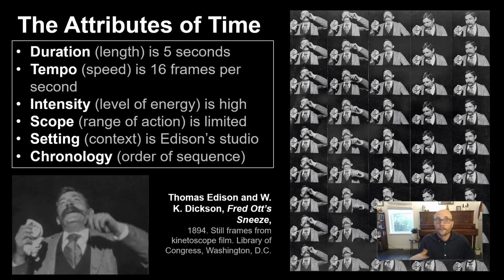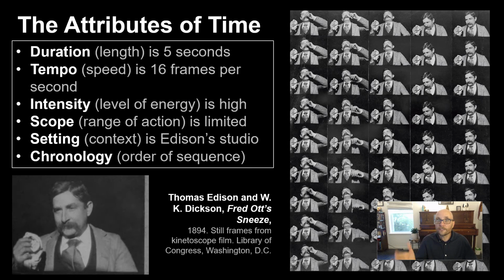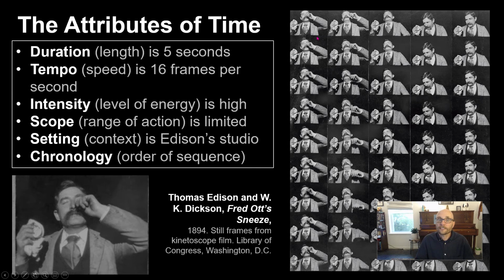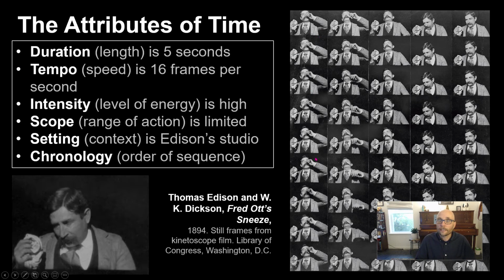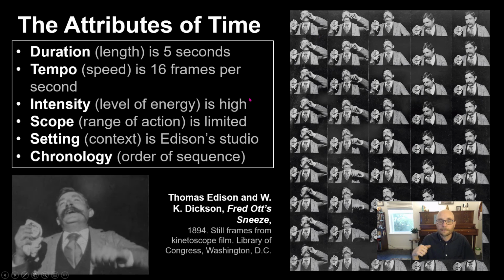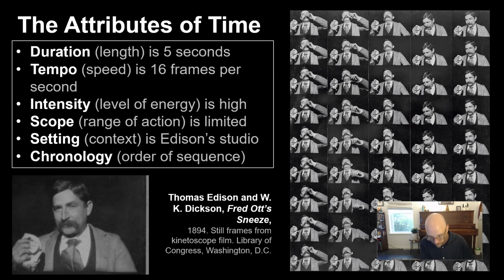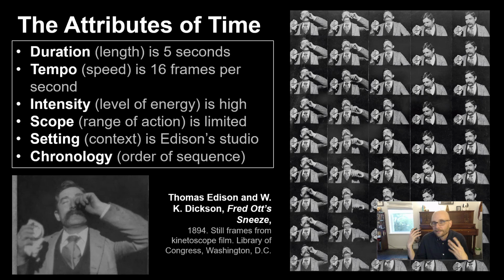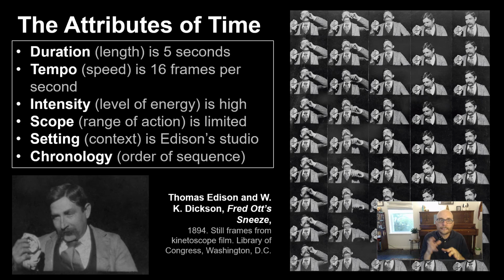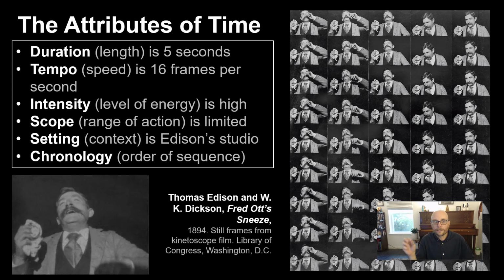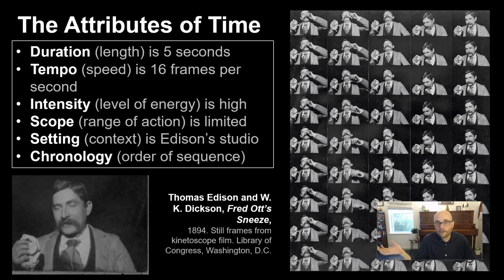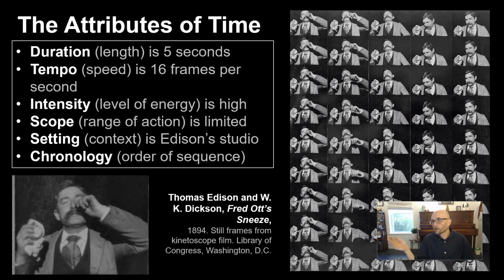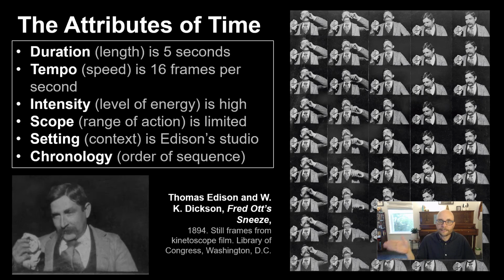Tempo, it is 16 frames a second. So movies are made up of frames of film, individual shots of film that you can see here. And so there are 16 frames that were shown every second, giving the illusion of movement. Intensity, it's pretty high. The guy is sneezing pretty quickly here. The scope, the range of action, is fairly limited. He's confined to one spot. He doesn't really move from one area to another. The setting where it's happening, it's in the Thomas Edison studio, and the chronology, it's in chronological order. It goes from beginning to middle and end.